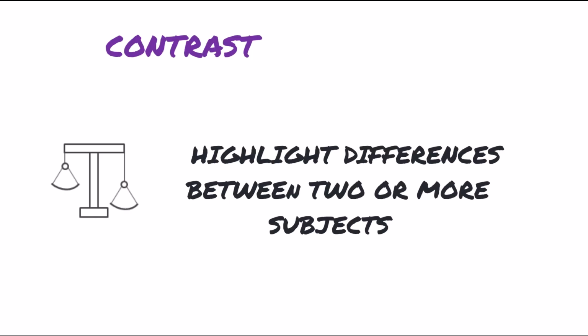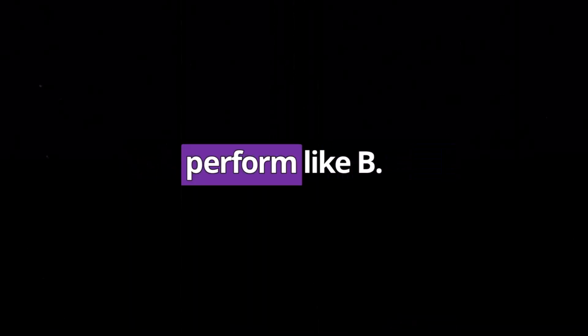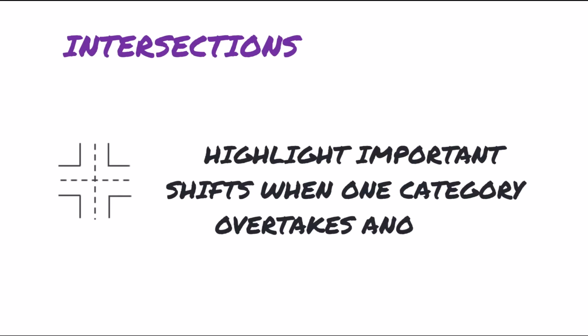The fourth type is contrast, and contrast stories highlight differences between 2 or more subjects. This type of story often gets people asking, why are these items different? Or how can we make A perform like B? The fifth type of story is intersections, and this type highlights important shifts when one category overtakes another. Using this type of story often gets people to discuss what caused this shift, or are these changes beneficial, and how do they affect our overall strategy?